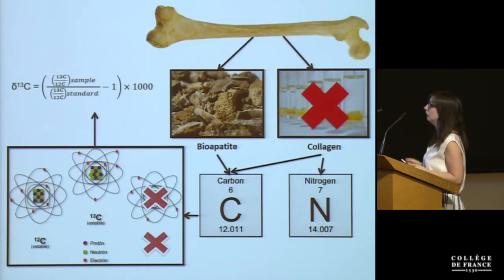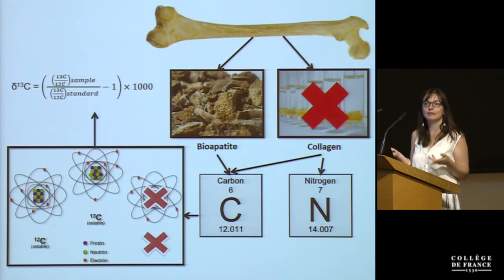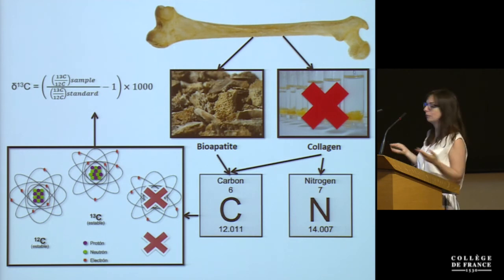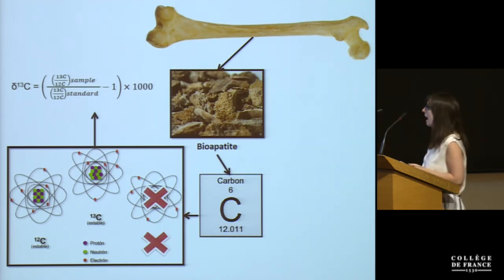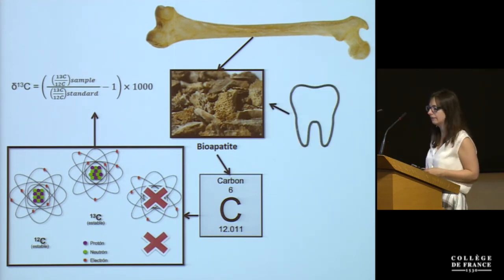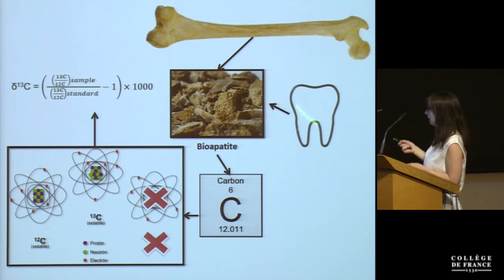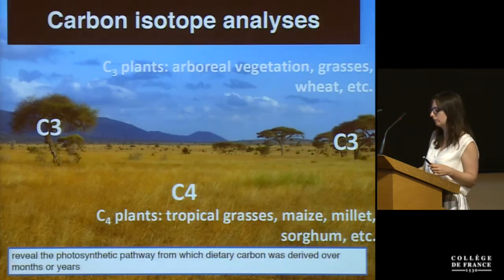Now, what can we do when we don't have collagen? Collagen is a protein that will disappear after some time, because it's organic matter and cannot be preserved. But we can still work on the mineral part of bones or teeth. We lose the nitrogen, but we still have the carbon. And we can do it also on enamel, which is resistant to soil contamination.